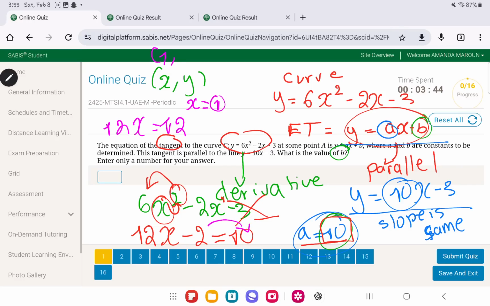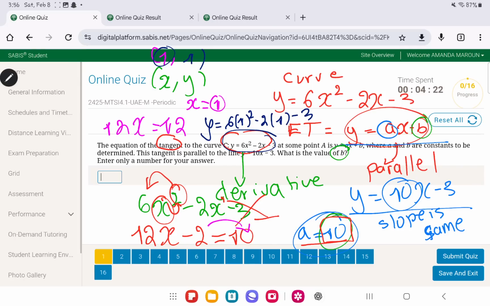We still need to find the value of y. Very simply, to find the value of y, what we are going to do is substitute into this equation. Substitute what? Substitute 1, which is our x. So y is equal to 6 times 1 squared minus 2 times 1 minus 3. Put it on your calculator, and you will get an answer of 1. So our y is also 1. So we have the point to be 1 and 1.